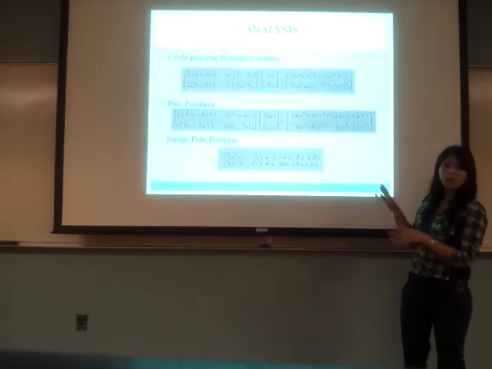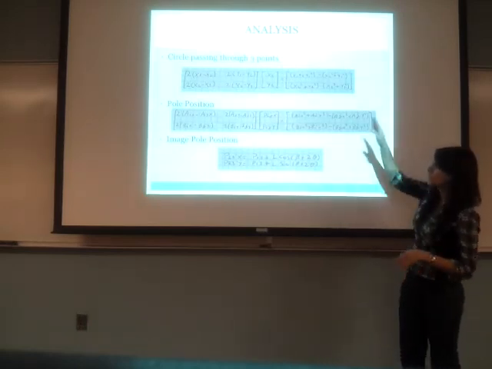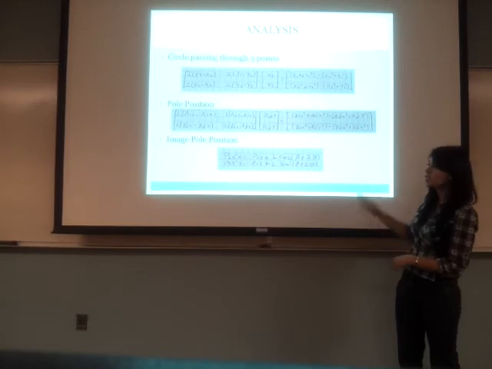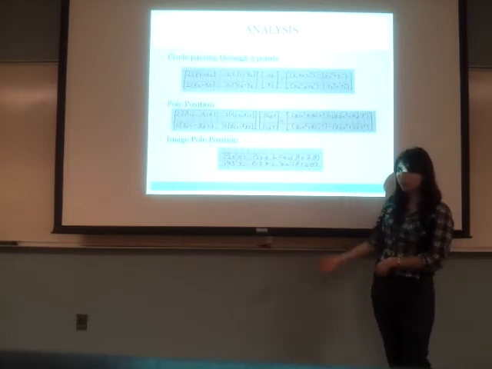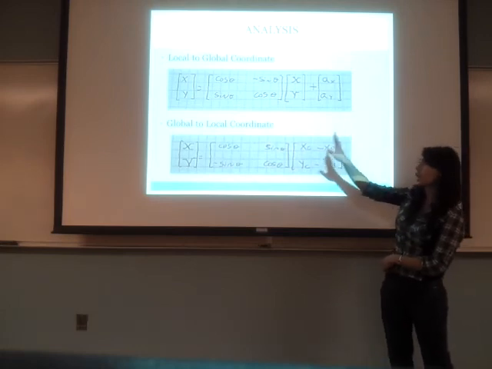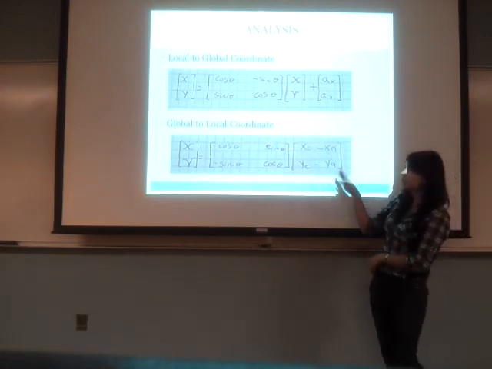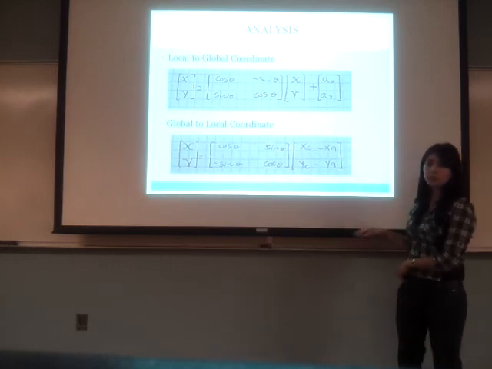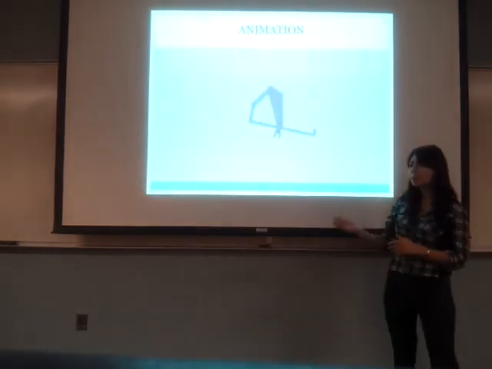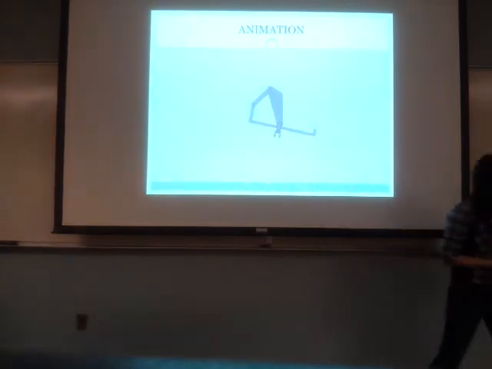These are the equations that were used for this analysis. We have the circle passing through 3 points, the pole position, the image pole position. Then we have the local to global and the global to local coordinates. And these are the matrices that were used. Now, Camilo is going to talk to you about our application and our mechanism.